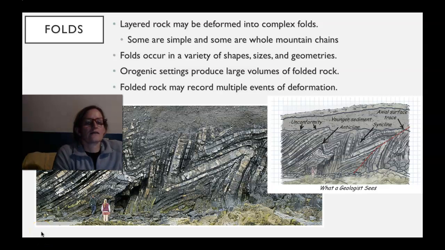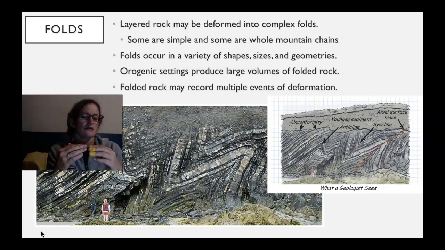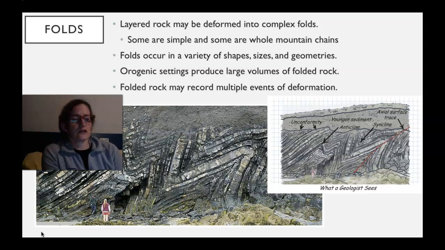The other kind of deformation is ductile deformation. And this kind of deformation is pretty much only found in areas that are experiencing compression. There's really not a lot of mechanisms where you can get folding during extension. So it's pretty much with compression. And the folds can be quite complex.